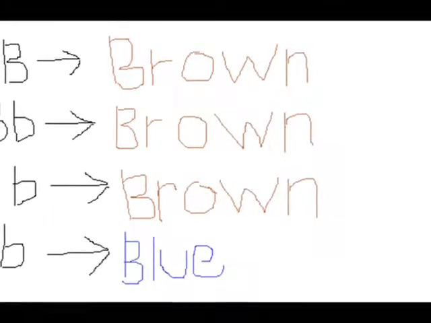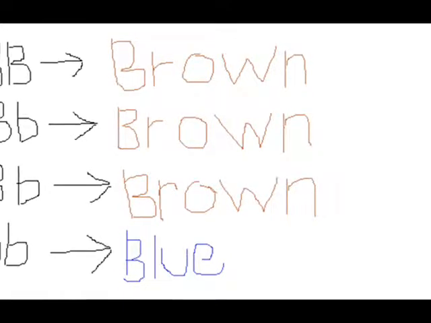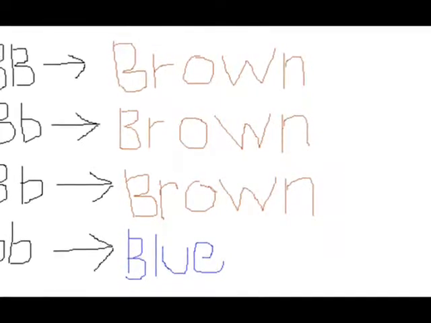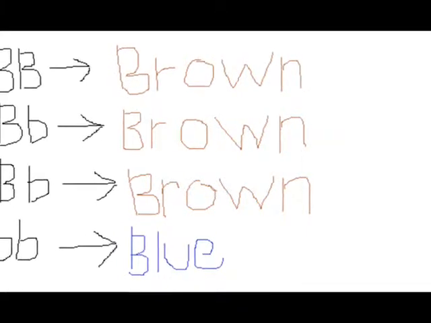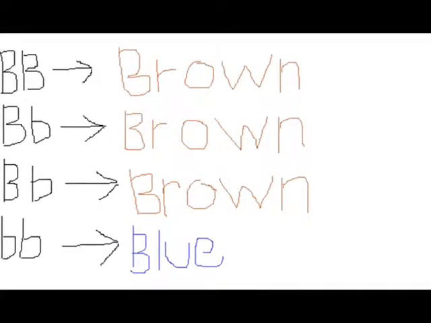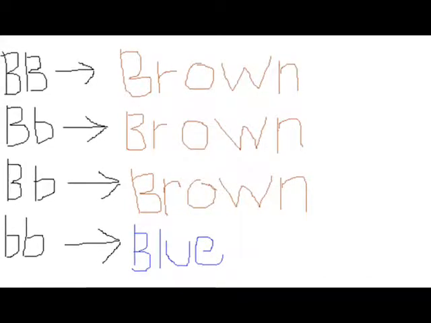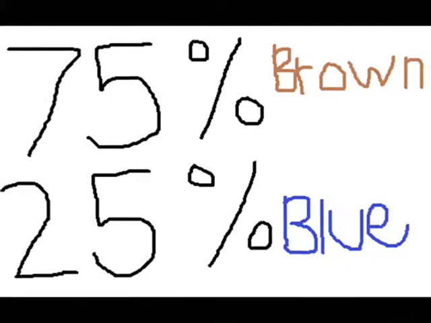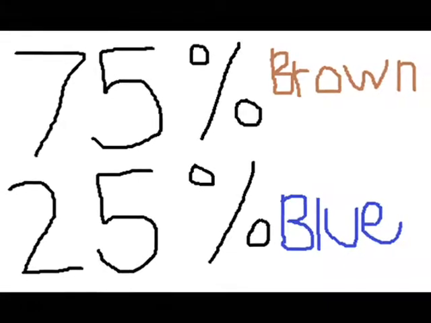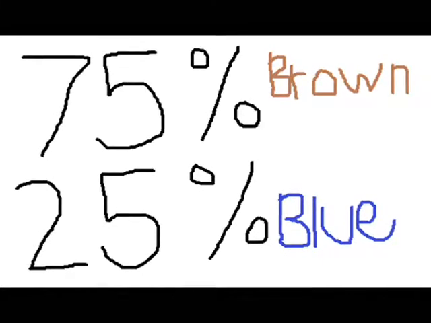I sure do. As for our results, we can see that we have one dominant homozygous pair of alleles, one recessive homozygous pair of alleles, and two heterozygous pairs of alleles. For this example, brown eyes are dominant over blue eyes. We can also see that there is a 75% chance that the offspring will have brown eyes, while only a 25% chance the offspring will have blue eyes.